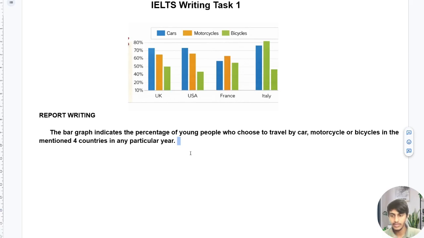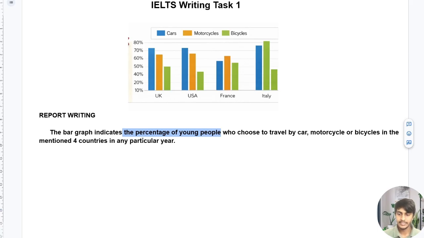So let us break it down slowly. The words "the bar graph indicates" clearly tell the examiner what type of visual is given. The phrase "the percentage of young people" tells us the data is numerical. The group is young people. Then we see the three transport modes: car, motorcycle or bicycle. Car is blue, orange is motorcycle and green is bicycle. The sentence also mentions four countries and a time reference, a particular year.